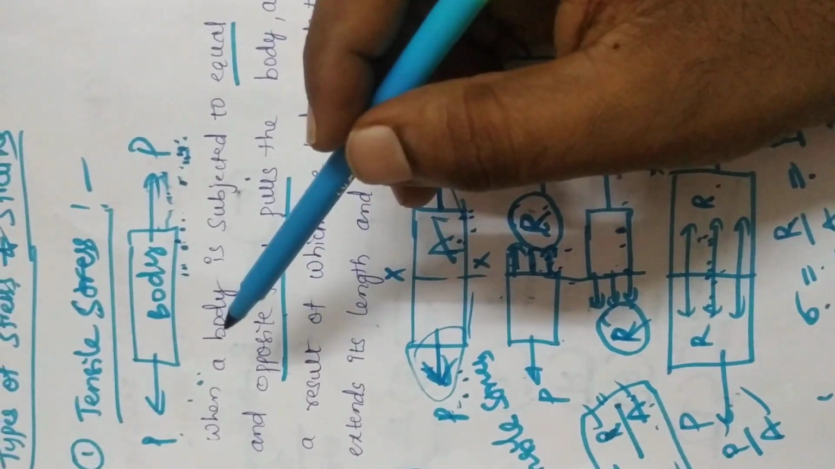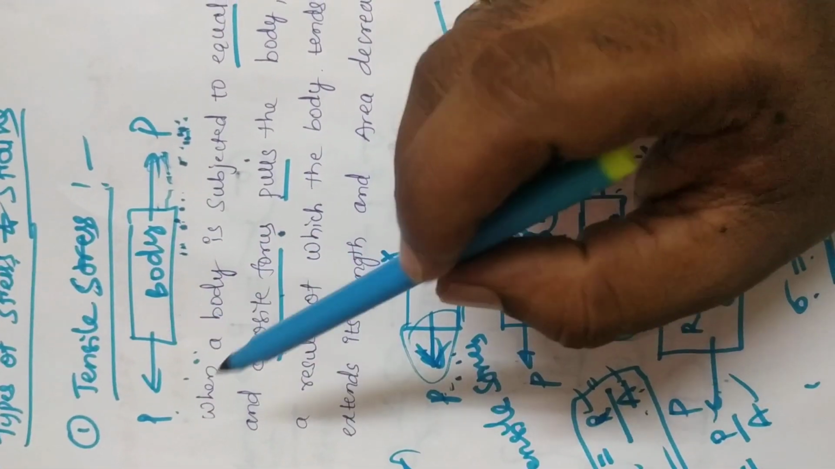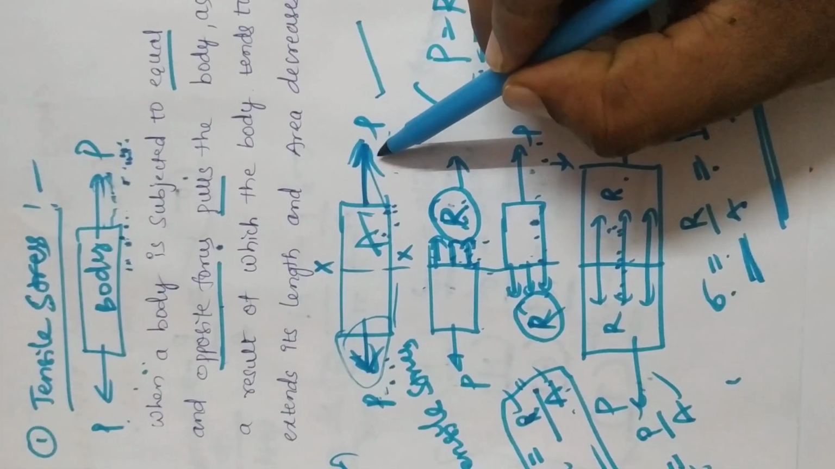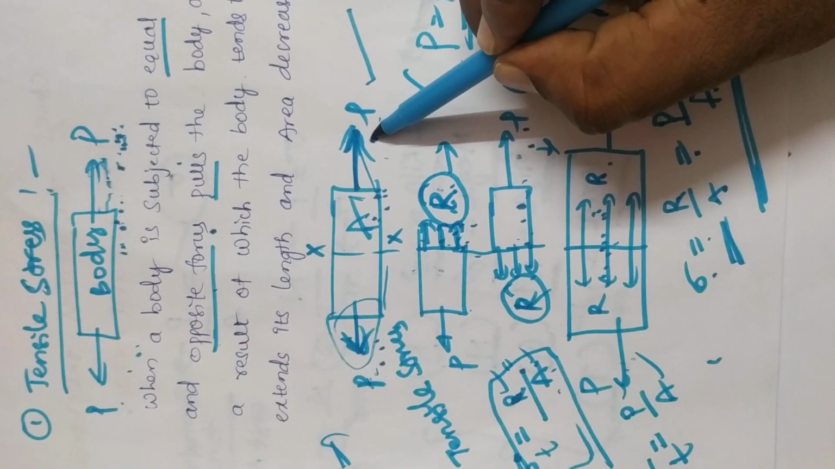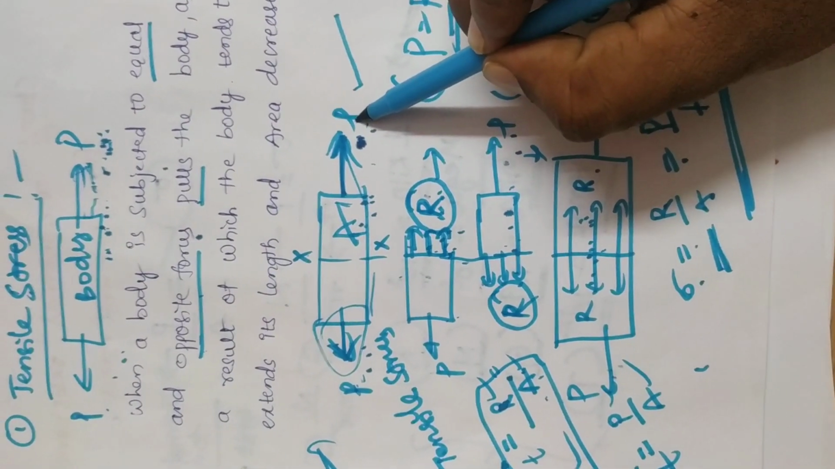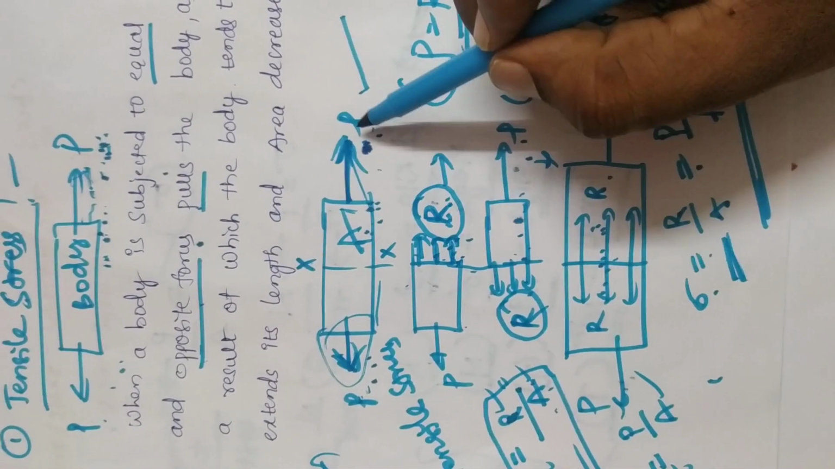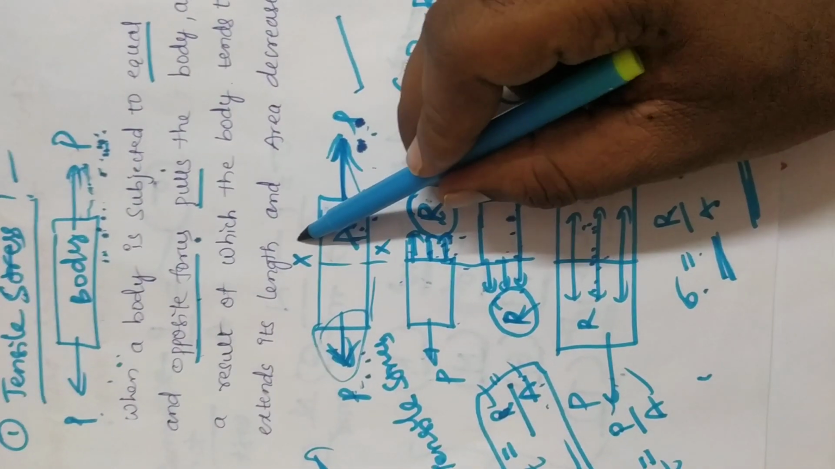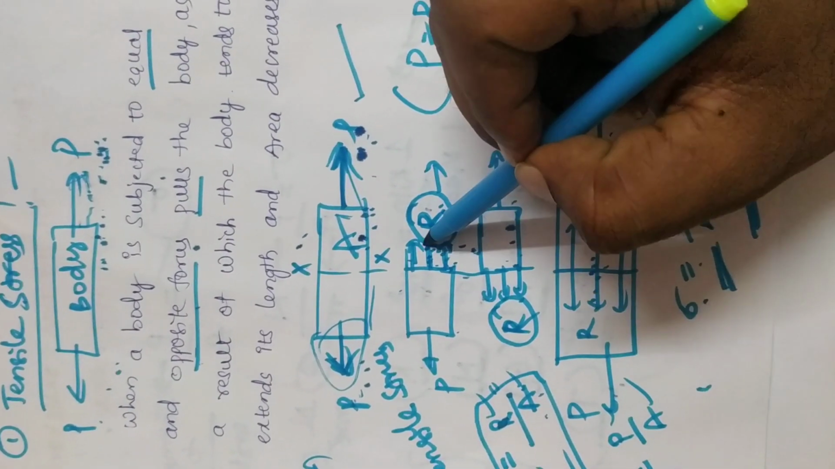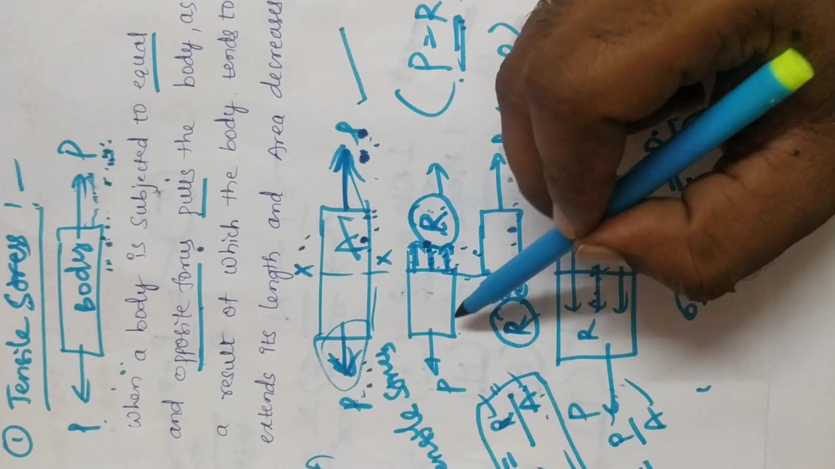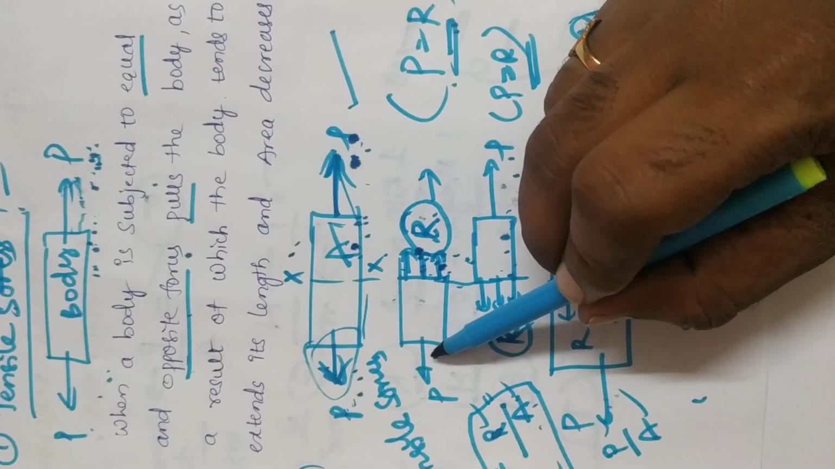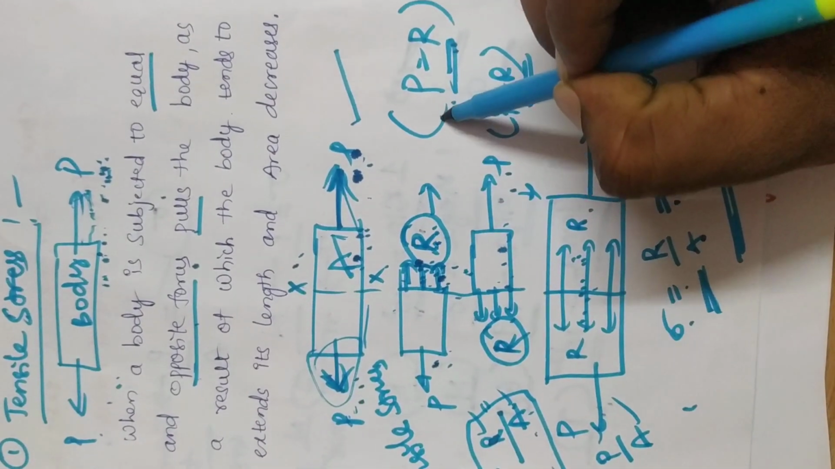Okay, so then the elastic length increases and the area decreases. Next, let us consider a bar subjected to a tensile force P at its ends. The force P is acting at the end of the bar. Consider section XX, which divides the bar into two parts. The part left of the section XX will be in equilibrium, so then P equals R.